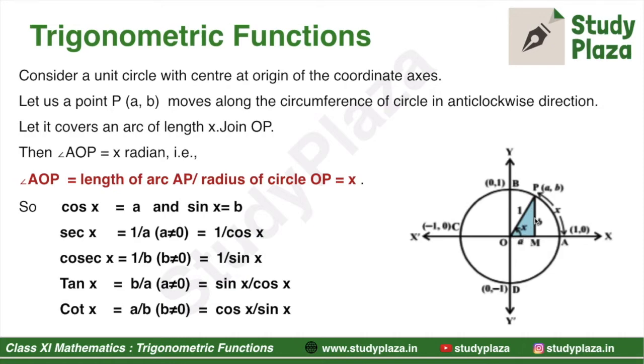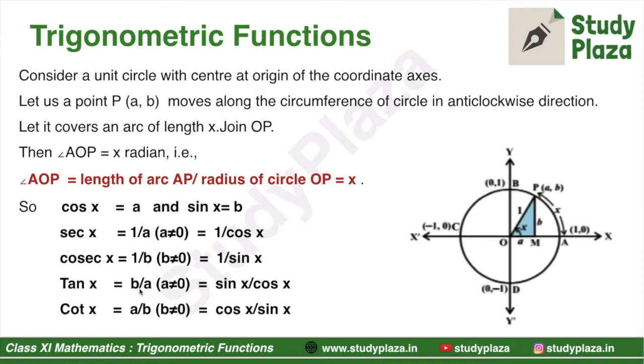Similarly sin x is equal to perpendicular upon hypotenuse, that is B upon 1, which is equal to B. Sec x is equal to hypotenuse upon base, that is 1 by A, and the condition is that A should not be equal to 0, or you can say sec x is equal to 1 by cos x. Similarly, cosec x is equal to hypotenuse upon perpendicular, that is 1 by B, and the condition is B should not be equal to 0, or we can say it is equal to 1 by sin x.